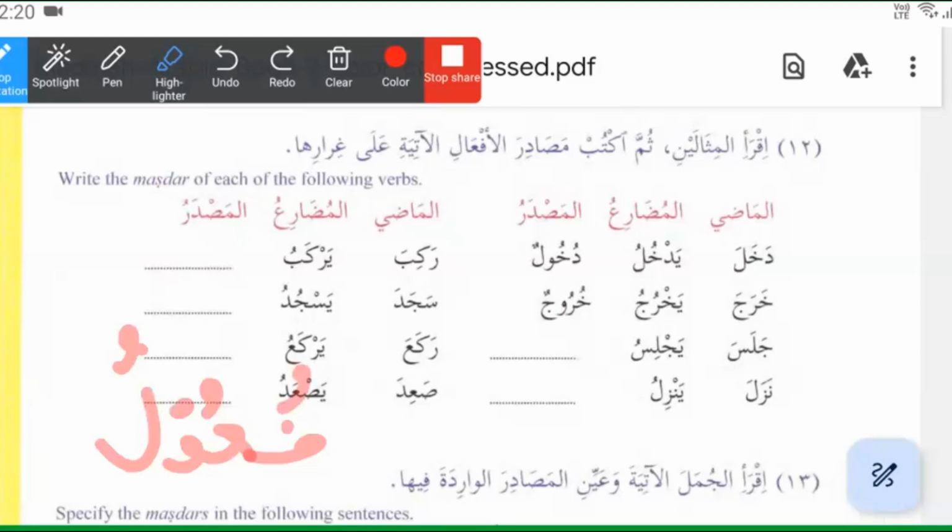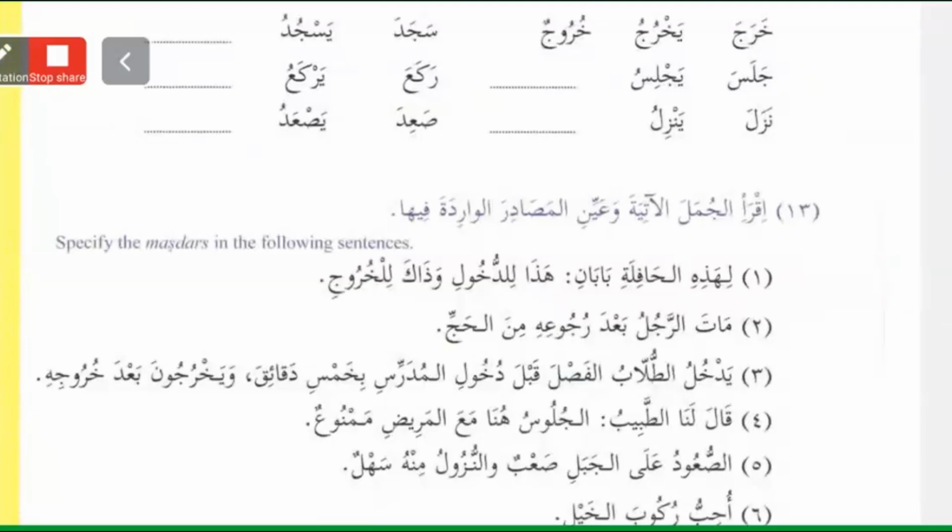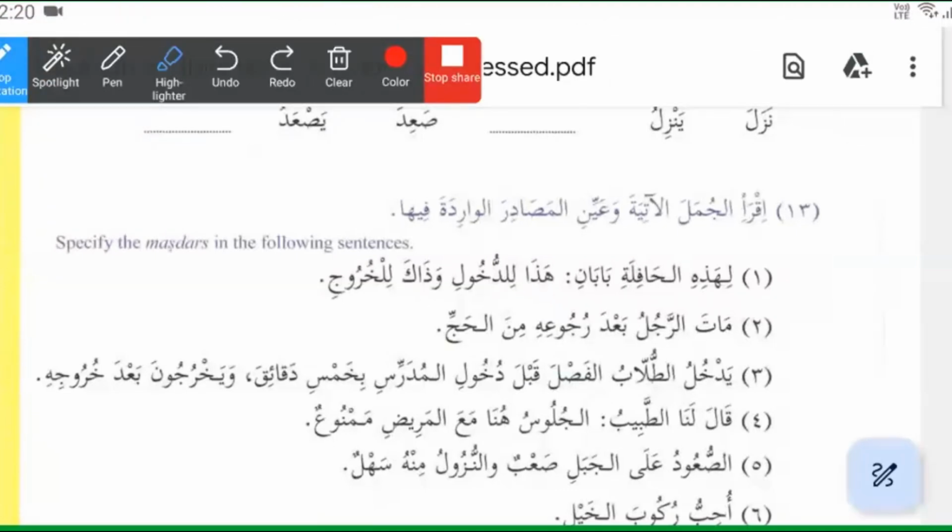On the airport you see khuruj means exit. Dukhul means entering. So what are these khuruj, dukhul? Now this will be clear here. Khuruj, dukhul, they are all masdar. Now coming on to the exercise number 13, ikra il jumal al-atiyata wa ayyinil masadir al-waridata fiha. We have to read the sentences which are coming, and ayyin means we have to point. Ayyana yuayyinu, ayyin means to point. We have to point out the masadir which are coming in the sentences.